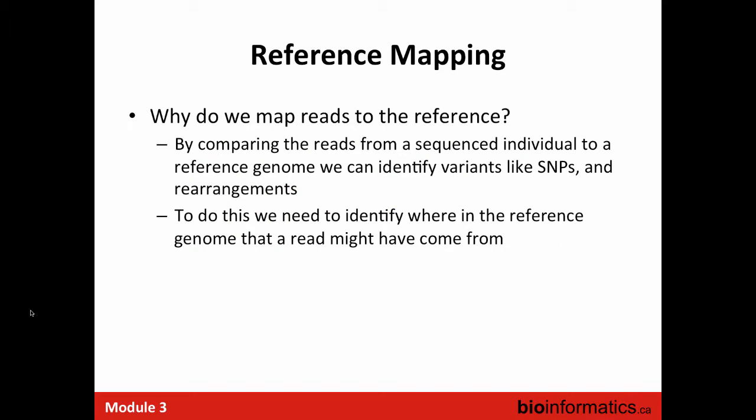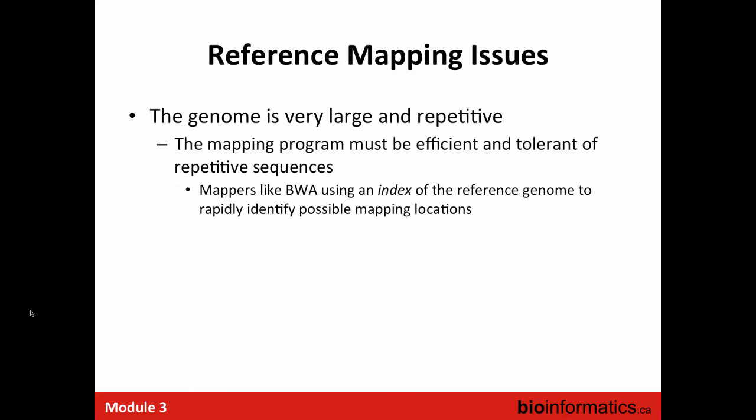So why do we want to do that? Well, of course, when we're sequencing a cancer genome, or sequencing someone's germline genome, we want to know how they're different in comparison to the reference genome. We want to know all of the genome variants that are present in that individual versus this reference. So when we map the reads or align the reads to the reference genome, we can then look at those alignments to call SNPs or things like rearrangements. And as I said, to do this, we need to map the reads to the reference genome first.